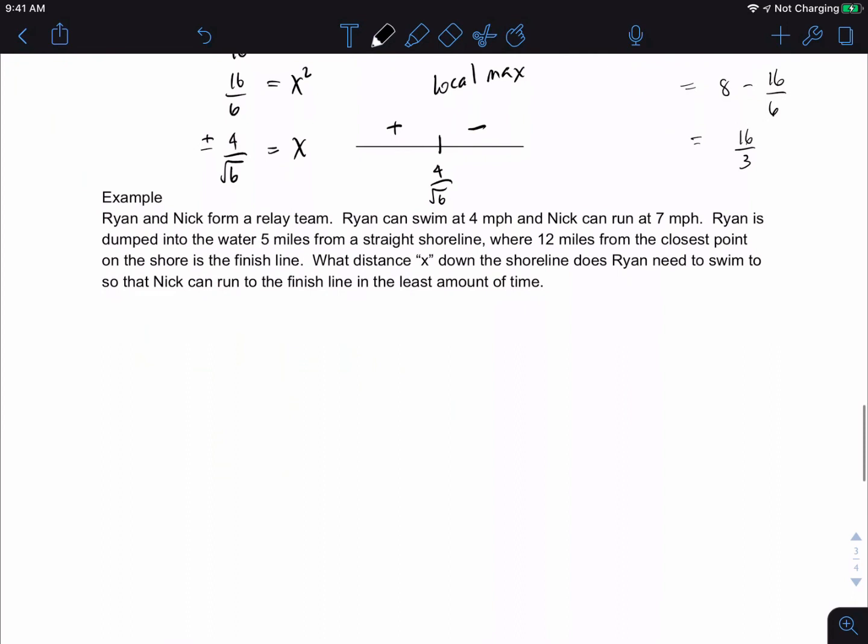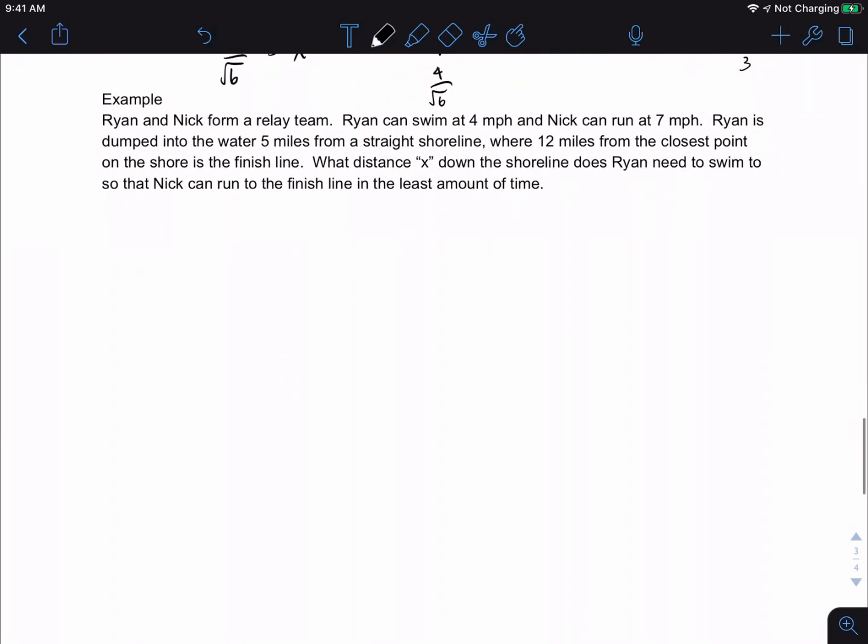So this is an example of a biathlon. And so what's going on here is Ryan and Nick form a relay team. Ryan can swim at 4 miles per hour and Nick can run at 7 miles per hour. Ryan is dumped into the water 5 miles from a straight shoreline, where 12 miles from the closest point on the shore is the finish line. What distance x down the shoreline does Ryan need to swim so that Nick can run to the finish line in the least amount of time?